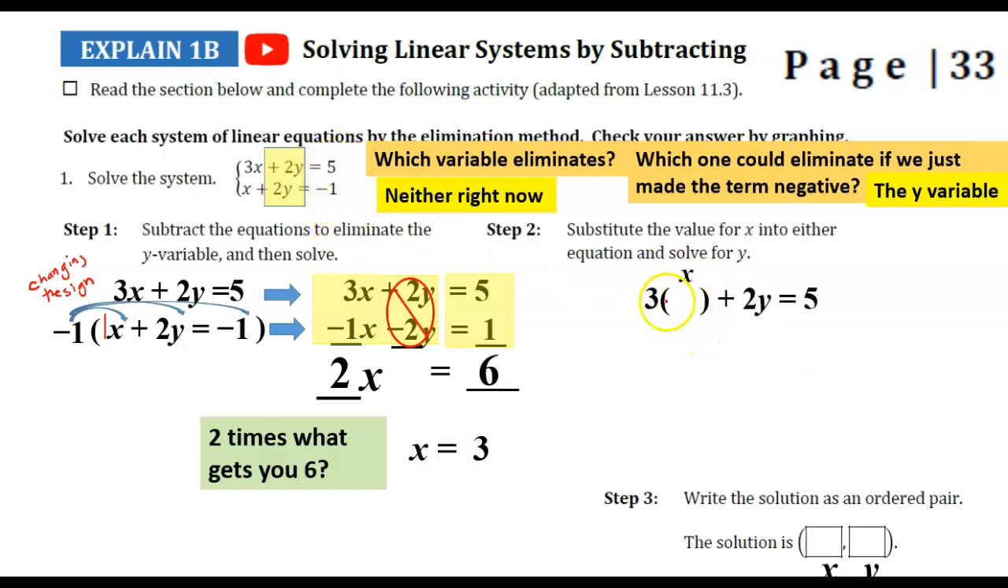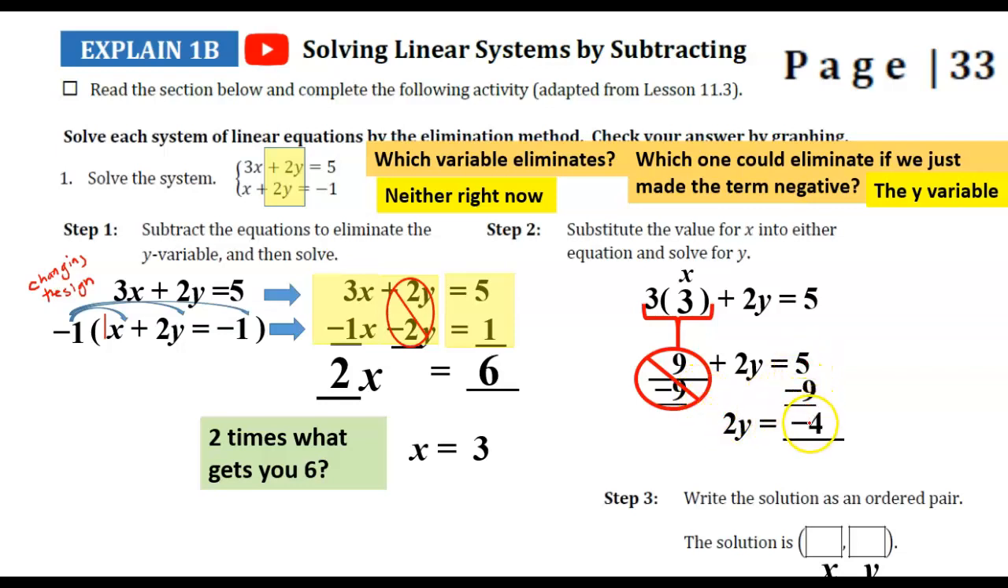I'm going to choose the first one. 3 times x, instead of x, I'm going to write in 3, plus 2y equals 5. What's 3 times 3? 9. What's the opposite of adding 9? Subtracting 9. So that'll cancel out, and I'm left with 2y equals, what's 5 take away 9? Negative 4.